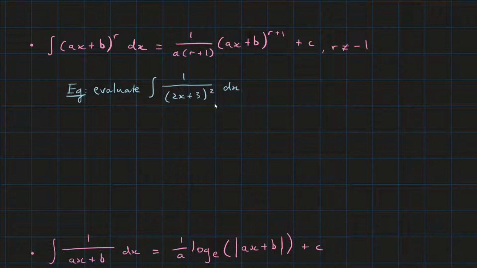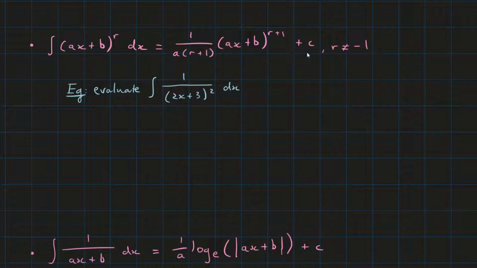Let's move on to a couple of more integration rules for different types of functions. In this example, we have the integral of something linear, ax plus b, to the power of something r. The integral of that is equal to 1 over a multiplied by r plus 1, and that's all multiplied by ax plus b to the power of r plus 1. We've got the constant of integration on the outside. Now this rule works all the time, except when r is equal to -1.